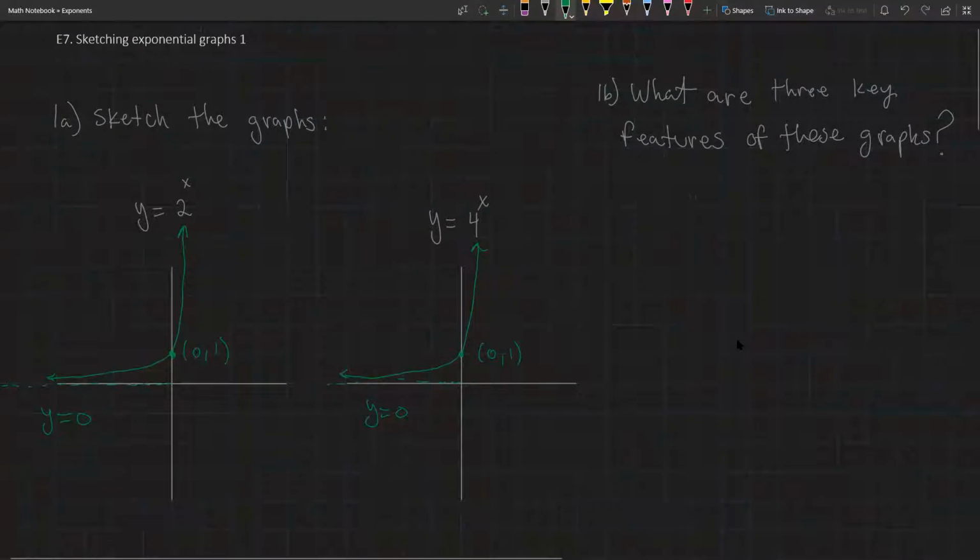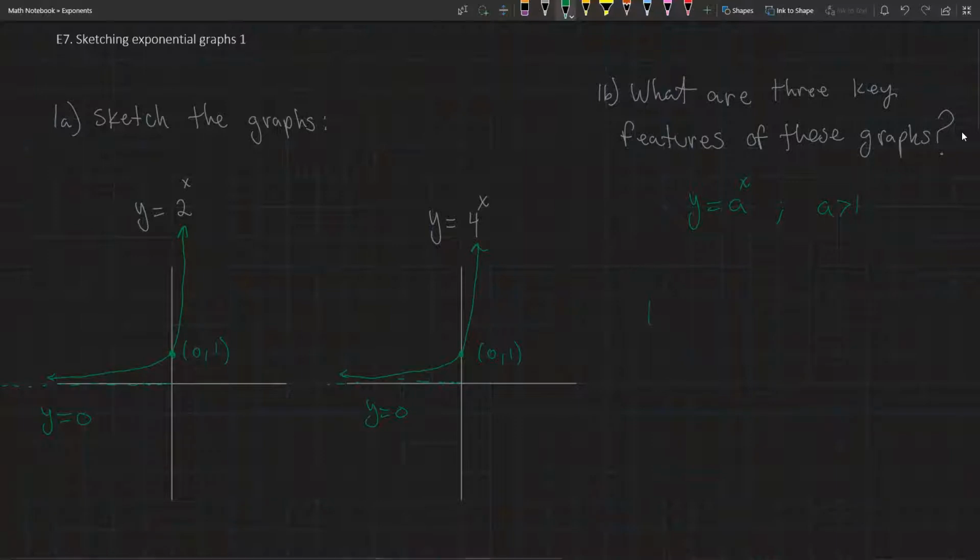Remember, they're in the form y equals a to the x, where a is any base, with some exceptions. That means that the base, a, is going to be greater than 1. In future lessons, we will explore what happens when the base is less than 1. For right now, we will focus on bases greater than 1, like 2, 4, 5, 7, or 3/2, okay? So then what are the 3 key features of these graphs?